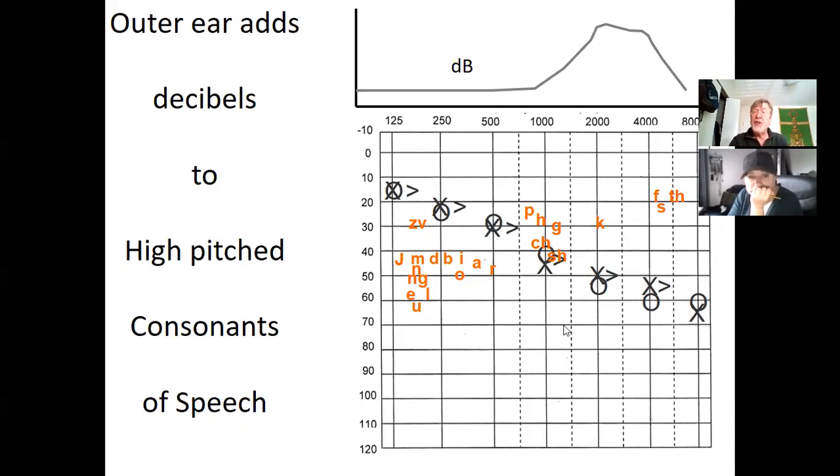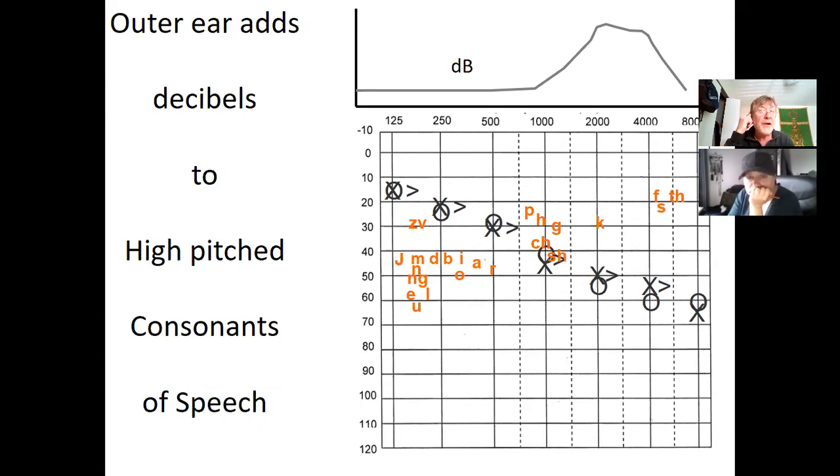All right? Because look at the orange letters. The orange letters are literally the letters of speech superimposed on the audiogram. So when you say the letter Z, Z, V, V, put your hand to your throat and say those. You're always using your voice. J, M, D, B, I, U, L, R. All those sounds are loud and low. But when you get to P, Ch, Sh, K, F, S, you're softer and higher.